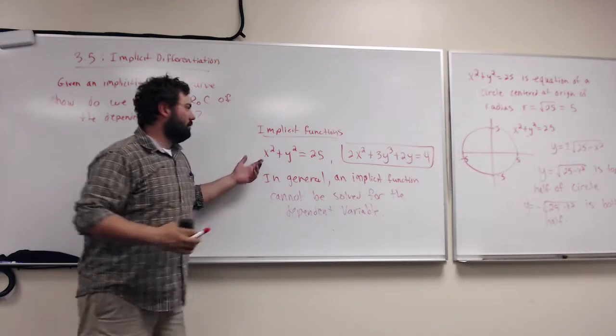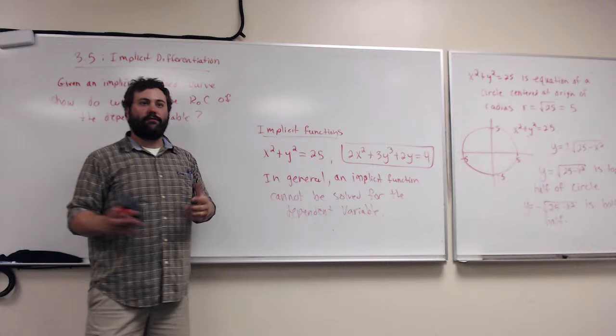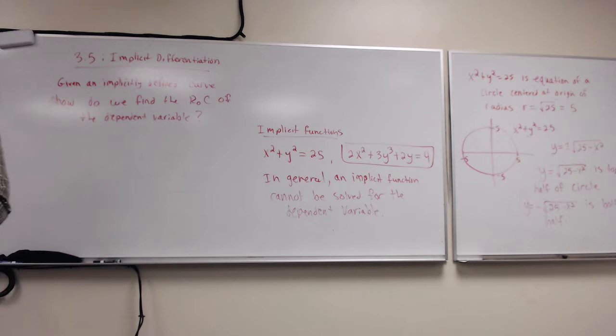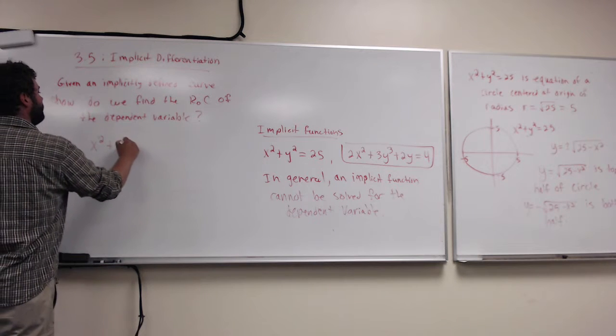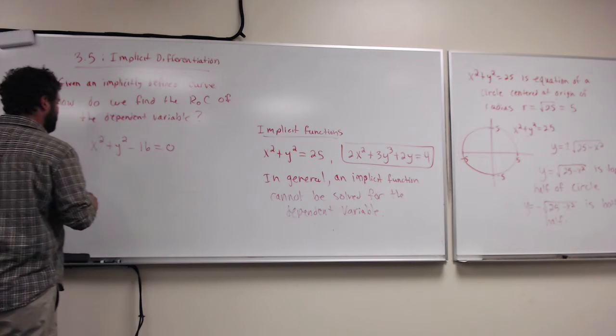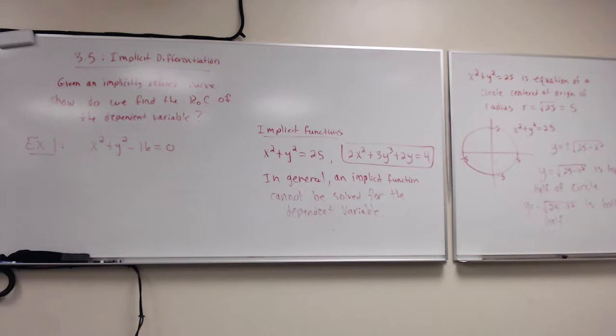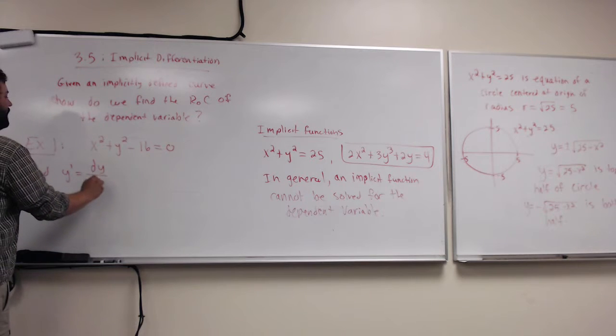So first of all, you're going to have two variables. You have to make a decision. Which one are you going to treat as the dependent variable? Okay. I think what I'm going to do is just do this through example. Okay, so example 1. So this time I gave you, if you think about the graph of x squared plus y squared minus 16 equals 0. Okay, so consider the graph of that. We're going to find y prime, which is the same as dy dx.